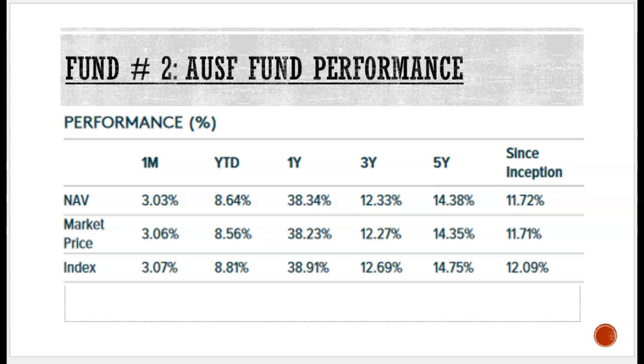1 year, 38.34. Wow, that is pretty darn good. 3 year, 12.33, still awesome. And then 5 year, 14.38. And since inception, if you've been holding on to this, where you're an early investor, you would have enjoyed annualized, so averaged out between all the years, 11.72. That's pretty darn good, actually.